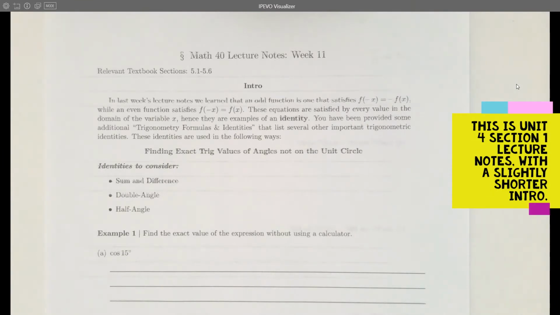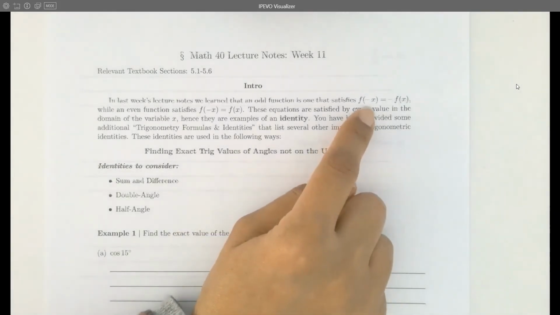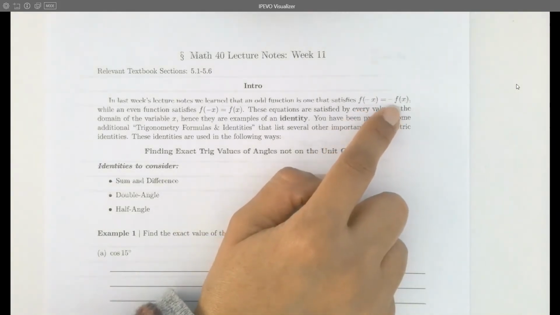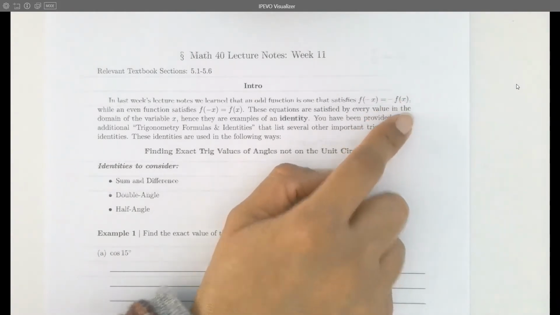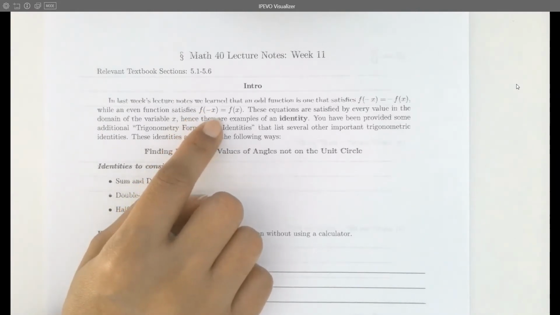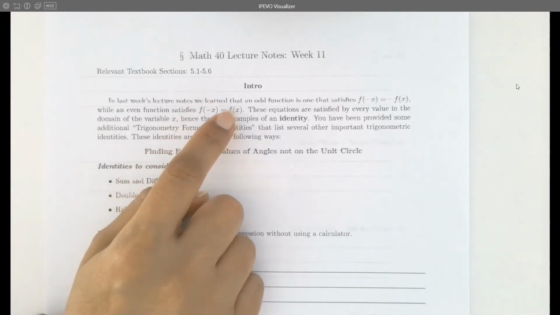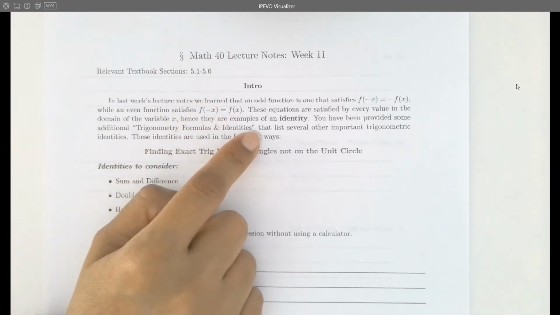So we're now going to begin lecture notes week 11. And if you take a look at the introduction, if you remember from the trigonometric equations that we were graphing, we used the fact that if sine was odd, then having a negative inside of the argument meant that we could bring the negative outside and multiply it with the function. Whereas if you had an even function like cosine, then f of negative x is the same as f of x. So these equations are actually called identities.